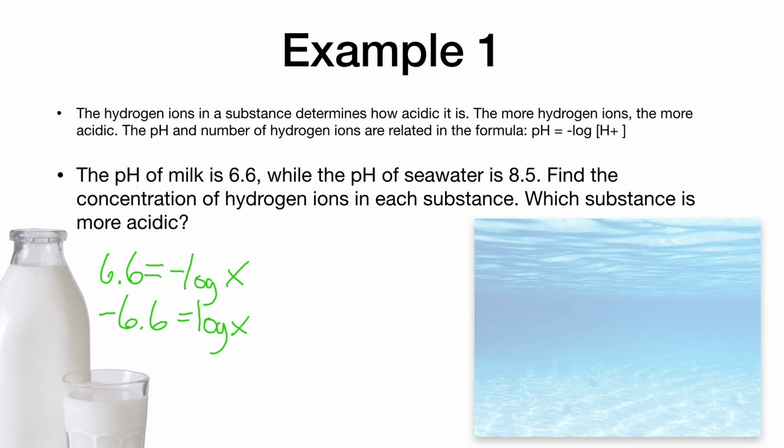Think about it this way. If I say negative 5 is X, or 5 is negative X, those are going to be the same thing. So anyway, negative 6.6 is the log of X. Now, the problem is our X is still inside this log, and I need to get the X all by itself. What we have to do, and you'll remember this from prior lessons, is rewrite a logarithmic equation as an exponential equation to get that X out of the log.